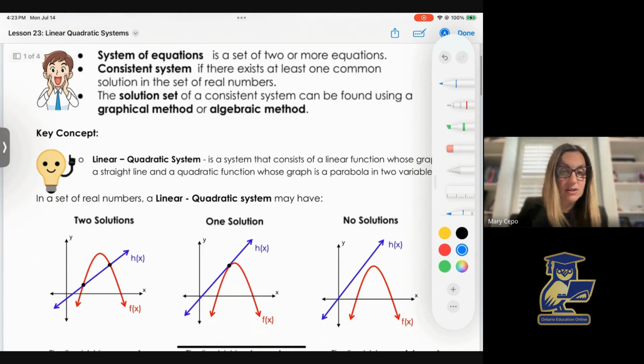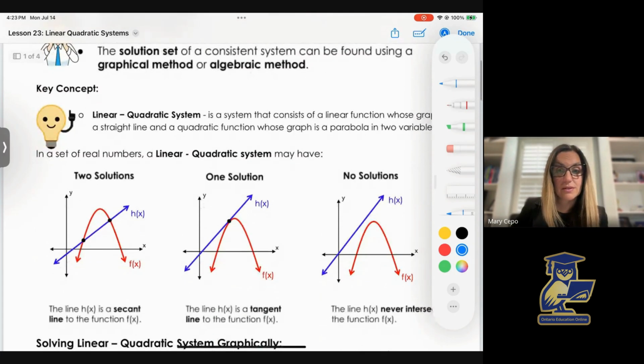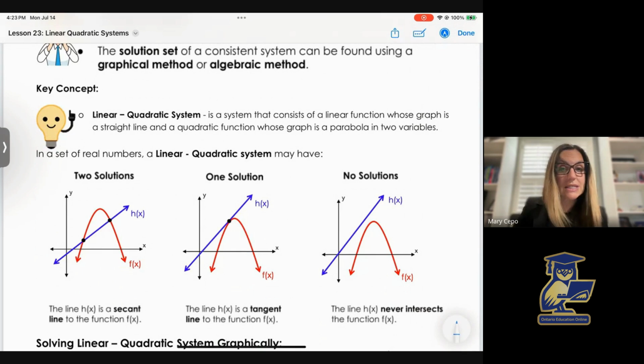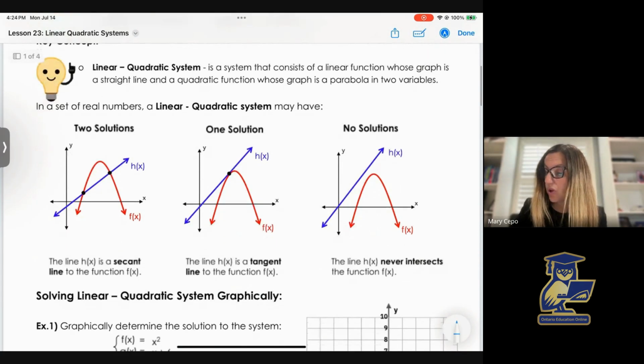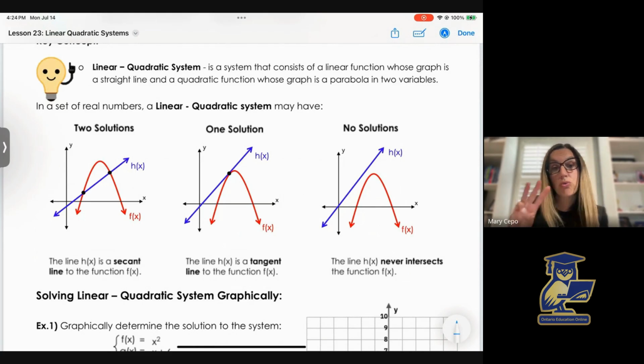So, key concepts. A linear quadratic system is a system that consists of a linear function whose graph is a straight line and a quadratic function whose graph is a parabola, in two variables. Now, looking at the set of real numbers, a linear quadratic system may have three different solutions. The first would be that you can have two solutions.